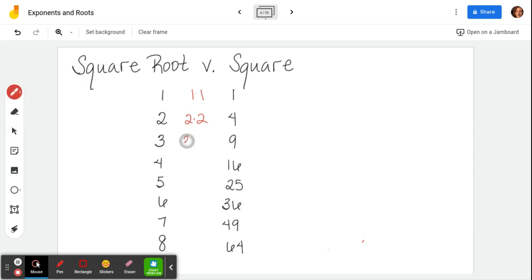today. 3 times 3 is 9. If I had said what's the square root of 9, you would say 3 because 3 times itself equals that. So the square of 4 is 16. The square root of 16 is 4. The square of 5 is 25. The square root of 25 is 5, and so on. Okay?